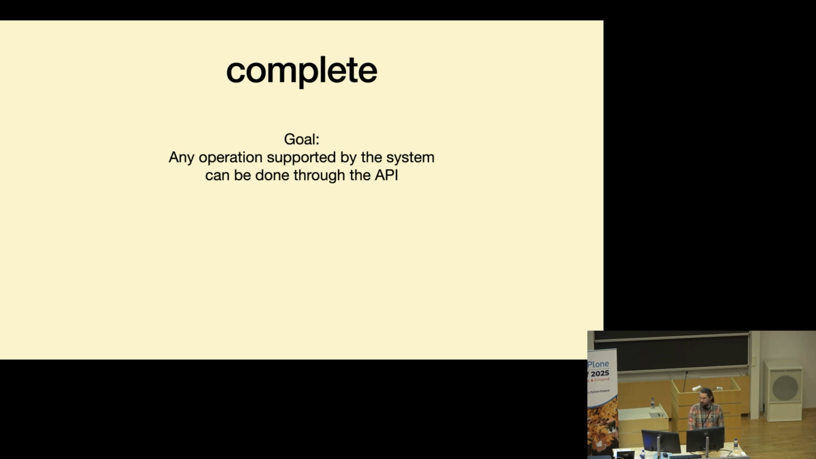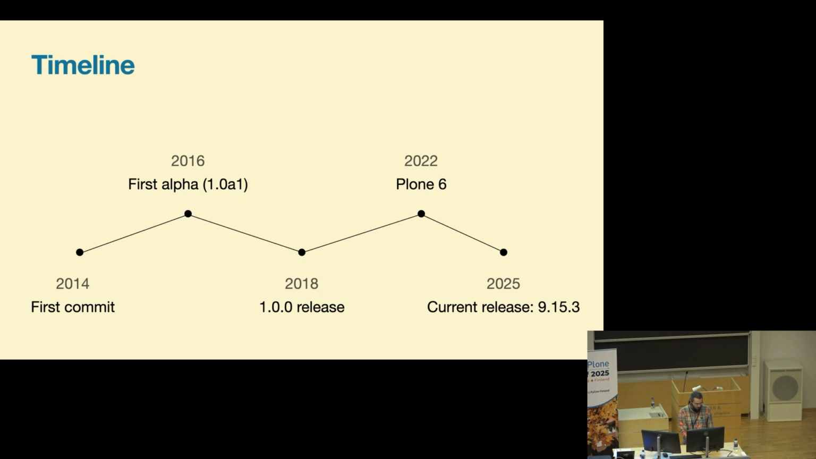Anything that you can do those ways, you should be able to do through the API. The reality that we have right now is it's complete enough, which means there are a few things that are missing. Any of you who are working with Plone maybe know of the times when you have to go back to classic UI or go into the ZMI interface. But the goal is to be complete. We want to fill in those gaps over time. All right, so that's kind of what we're aiming for.